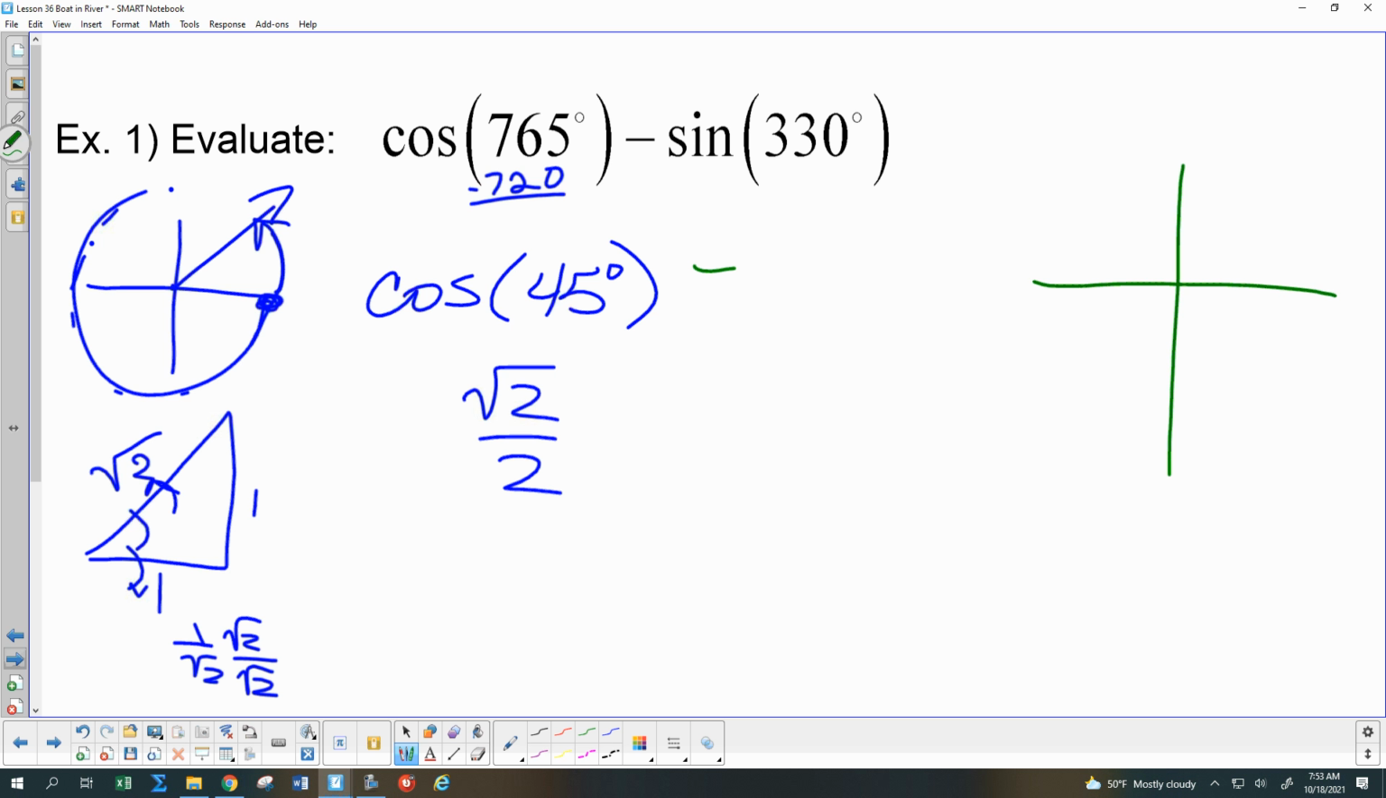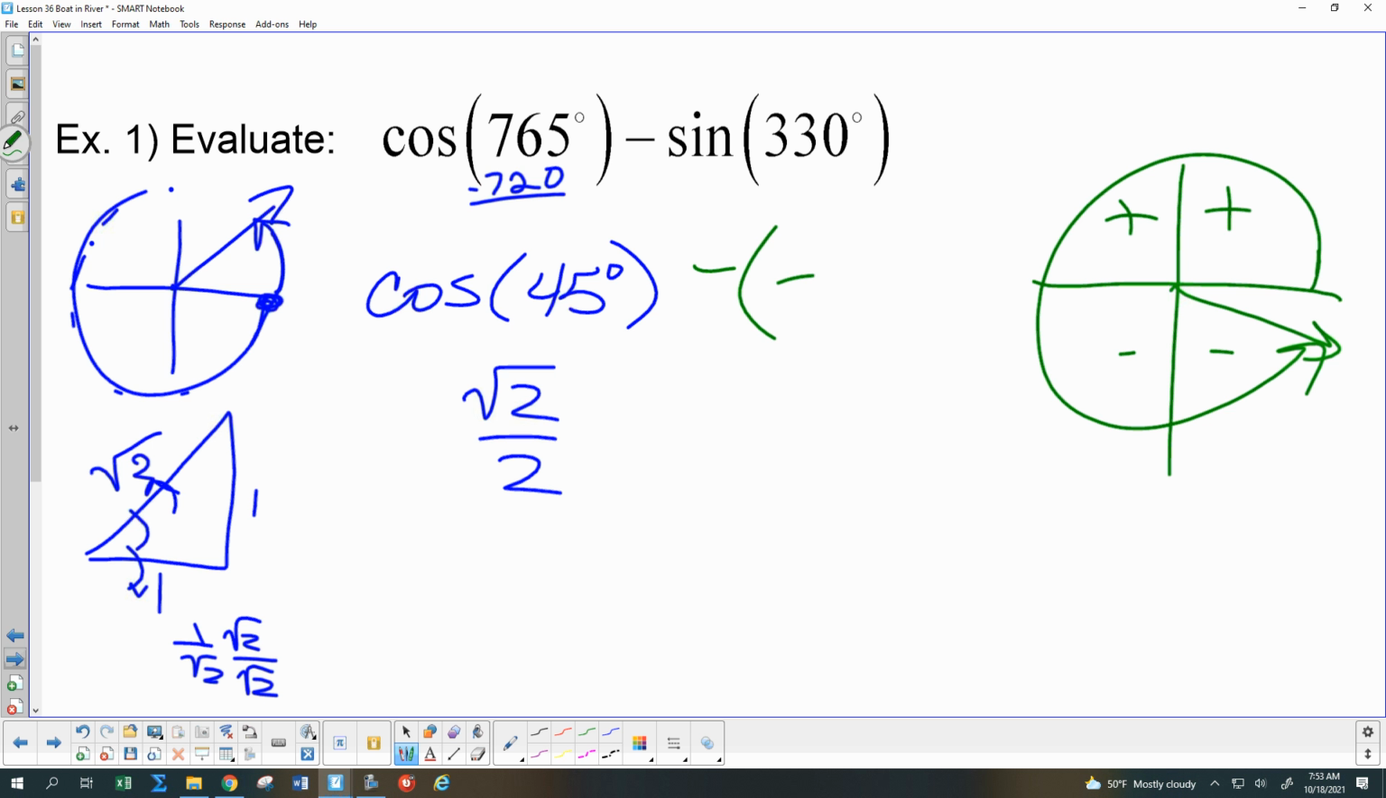That's less than one time around the unit circle, so I know that has me ending up all the way around here, so I'm in the fourth quadrant. So real fast, is sine positive or negative? Everybody. Negative, because sine's the y coordinate. Y's are positive up there, negative down here. So this is going to be minus a negative something.